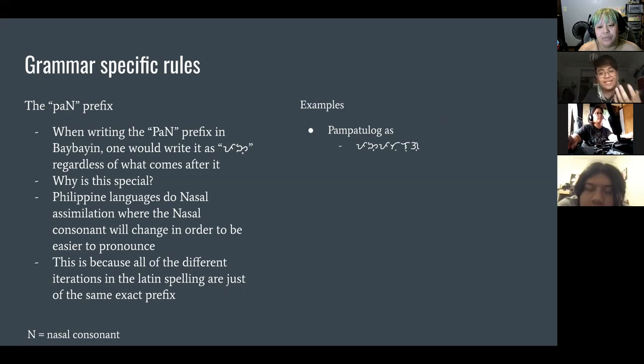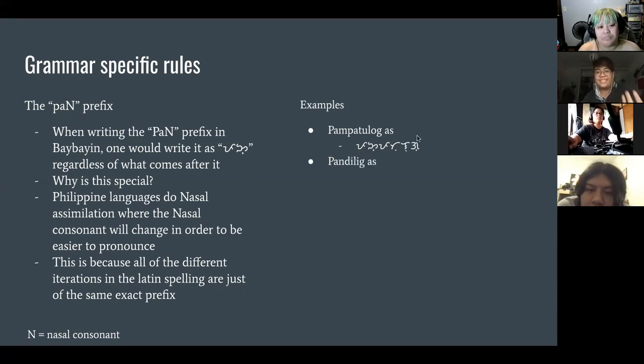But when we're writing it in Baybayin, we use the ng. This is one of the few things where it's not cognizant with what we write in the Latin alphabet versus the Baybayin. Pampatulog.